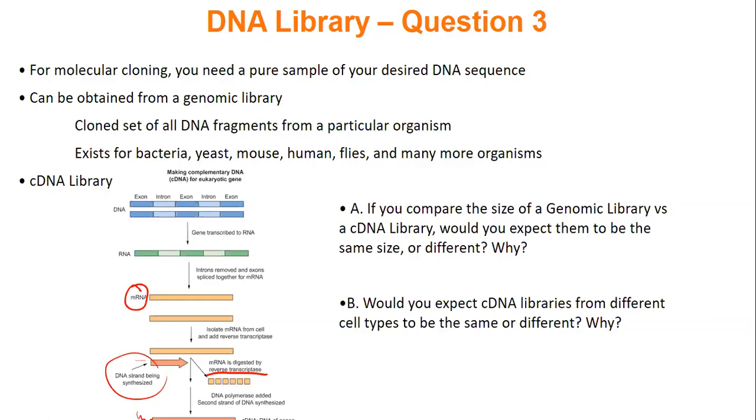They need to do different things. How do you do different things? You specialize. How do you specialize? You create different proteins. You create different amounts of proteins. Right? Different sequences of your DNA are turned on and off. So cDNA libraries can be quite different depending on not only what organism, but what cell type.